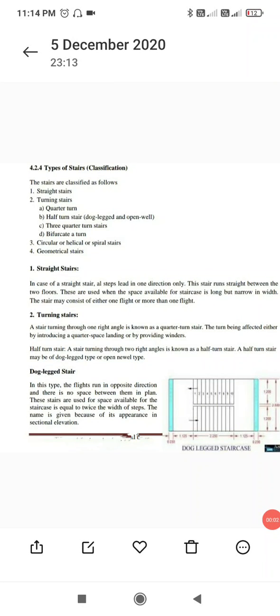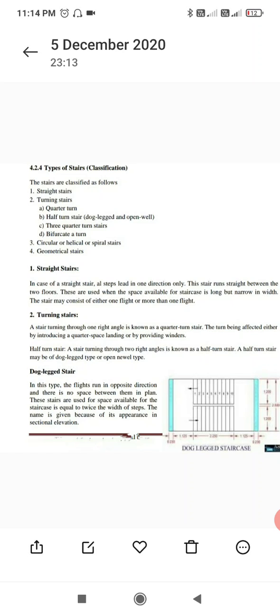The next one is types of stairs or classification. This is very important in VTO exams. They will sometimes ask questions like: briefly explain different types of stairs with sketches. The stairs are classified as follows. First one is straight stairs.